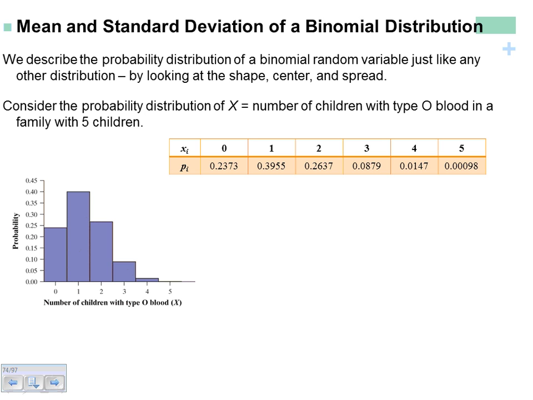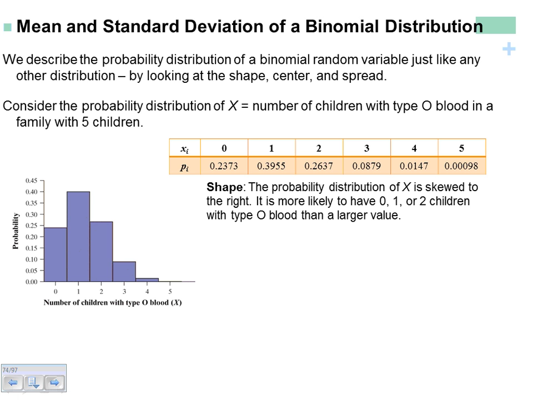Mean and standard deviation of a binomial distribution. Okay, so we still want to describe by looking at the shape, the center, the spread, any outliers, the variability, all of that fun stuff. So here, consider the probability distribution where X is the number of children with type O blood in a family with 5 children. And here are all the probabilities of having 0, 1, 2, 3, 4, and 5 with the type. And here's the nice little probability distribution. So if I wanted to describe the shape, I could see that that is skewed right. So it's more likely to have 2 or fewer kids that have the type O blood.